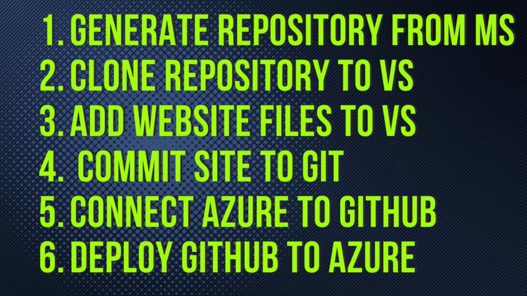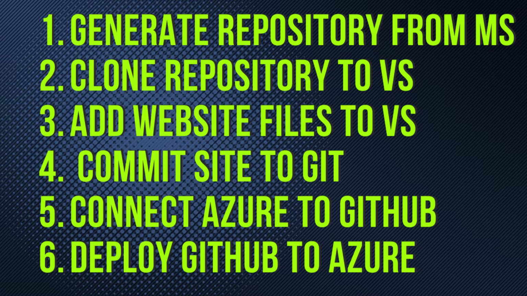Hello, today we're going to do a full deployment of a website from Visual Studio to GitHub into Azure Static Web Apps. This newer concept is a web app only for static files, so HTML, CSS, JavaScript, and so on. It will consist of 6 steps, so we will start generating a repository from Microsoft.